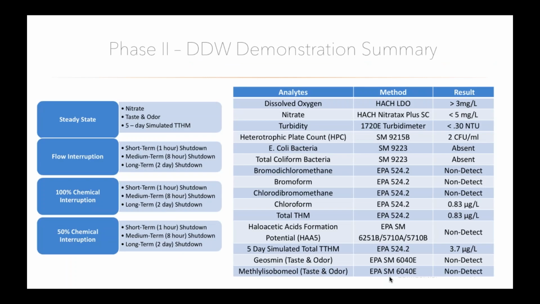So this is just a sample of some of that demonstration work that was done in the state of California. As I mentioned, we did a number of tests looking at steady state, flow interruptions, chemical interruptions. There were a number of analytes that were looked at to make sure that the water that is being delivered to customers, even though we're using a biological process, is capable of meeting drinking water standards.